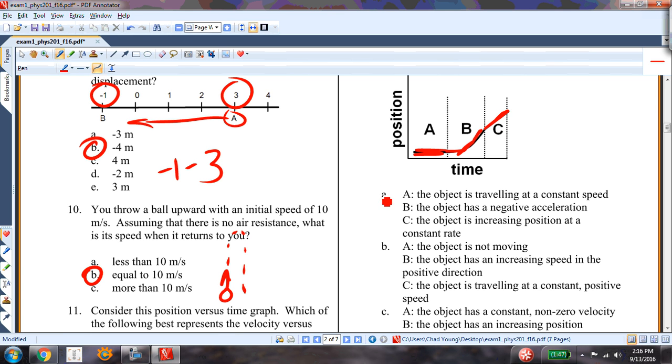So let's go through this. The object is traveling at constant speed. It's traveling at 0 speed. That could be correct. Has a negative acceleration. Actually here it has a positive acceleration because it's speeding up in the positive direction. So this one goes away.